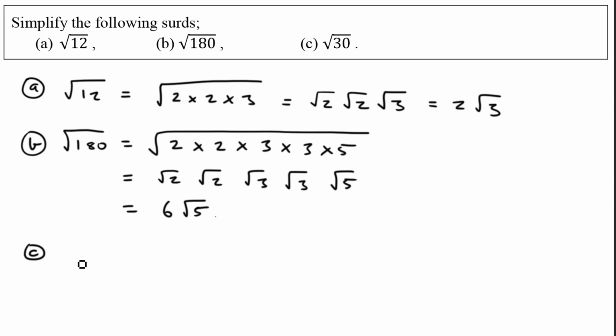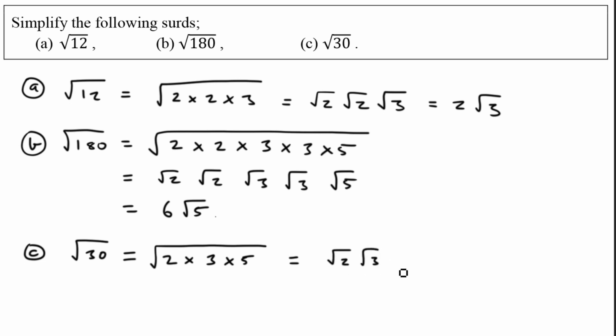In part C, we're asked to simplify root 30. 30 is 2 times 15, 15 is 3 times 5, so 2 times 3 times 5 is a prime factorisation of 30. So we can split that up as root 2, root 3, root 5.